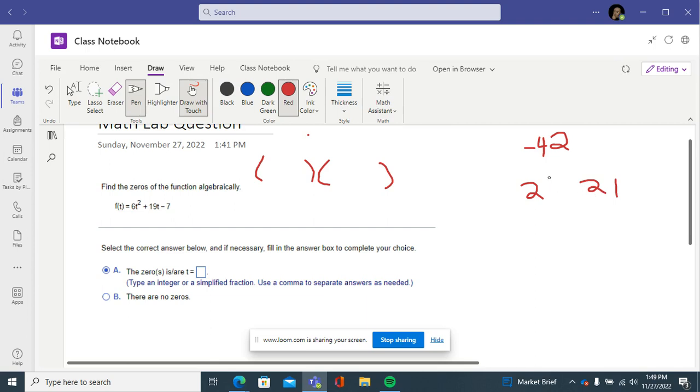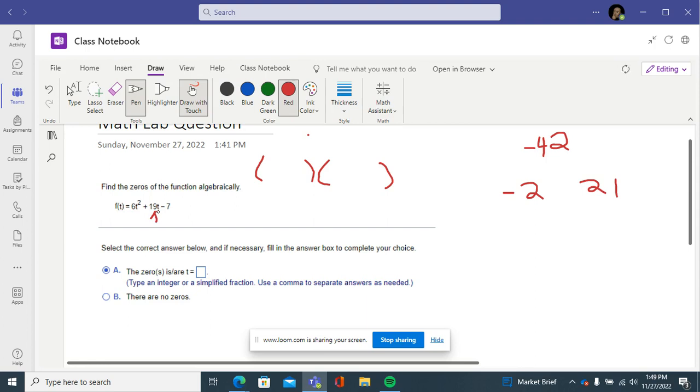Because one has to be positive, one has to be negative. So let's make this negative. So 21 minus 2 is 19. That's the goal. I want to know what are those two numbers that add up to give you that middle number. That one right there.